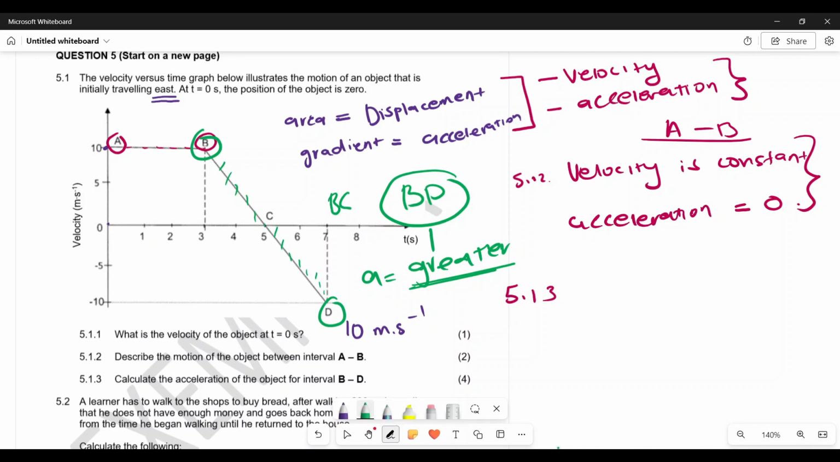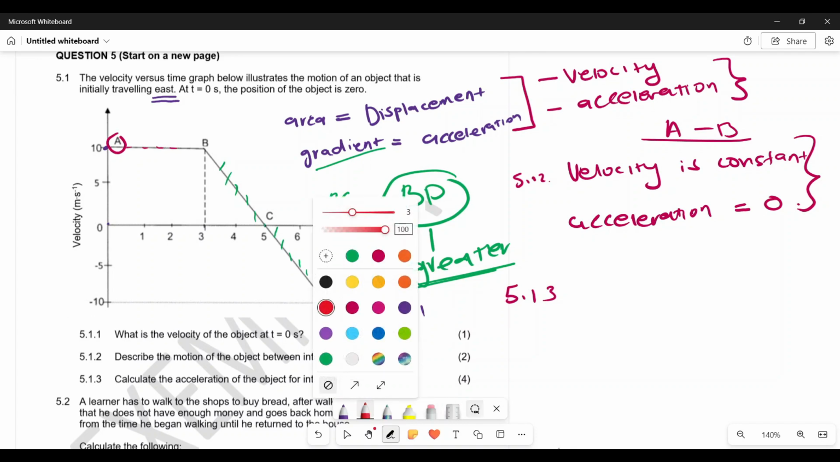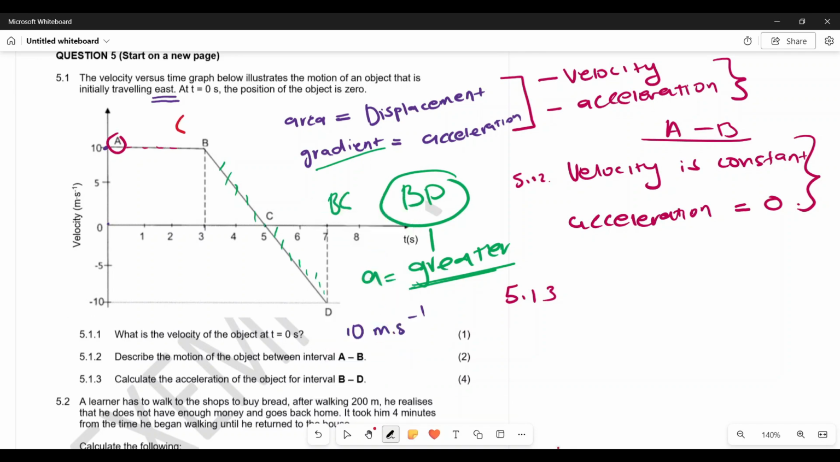Now, calculating the acceleration from point B to D. First I'm going to write my coordinates at B and also my coordinates at D. And remember, I said for acceleration, you're going to use your gradient formula. So what are my coordinates at B? My x at B is 3. My y at B is 10. My coordinates at D, my x at D is this 7 here. My y at D is negative 10. Now, I'm going to use my gradient formula, y at B minus y at D all over x at B minus x at D.